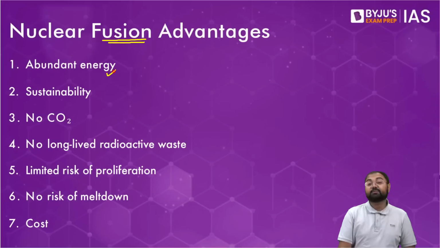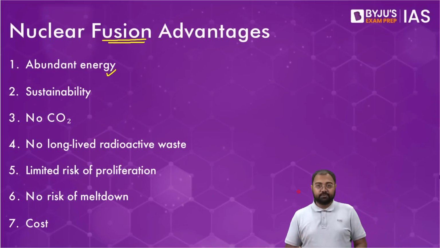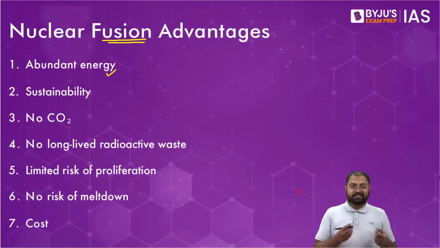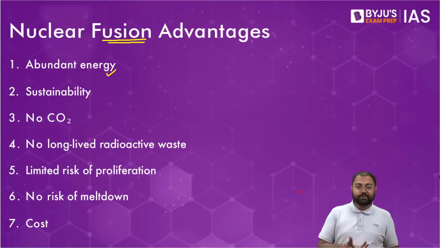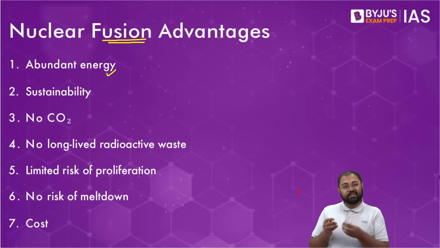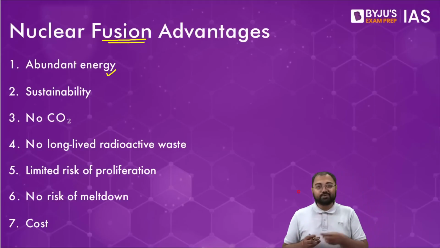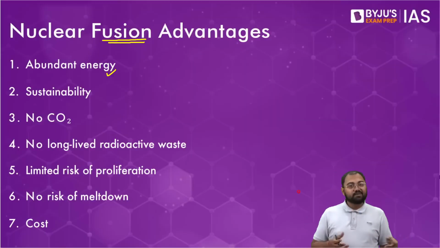First, an abundant amount of energy, a huge amount of energy. The Sun is an example. Just imagine the amount of energy the Sun is able to produce and give us. So even at a very, very small scale, if we are able to replicate what's happening there, our energy requirements are done.